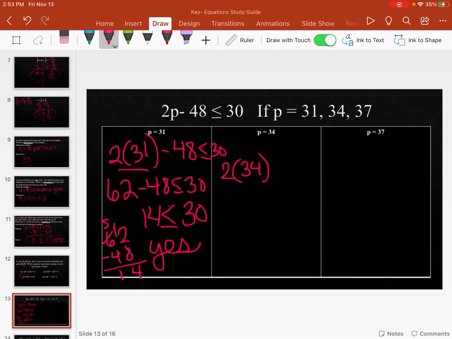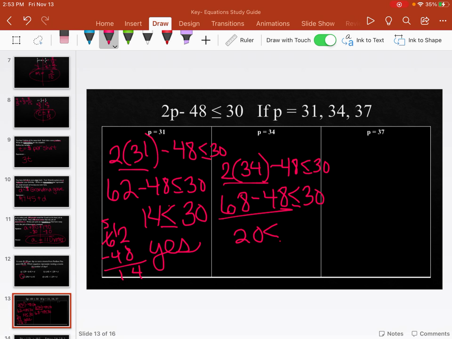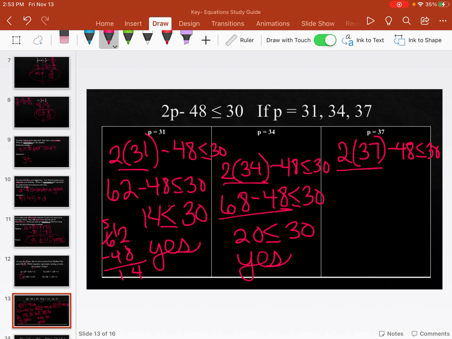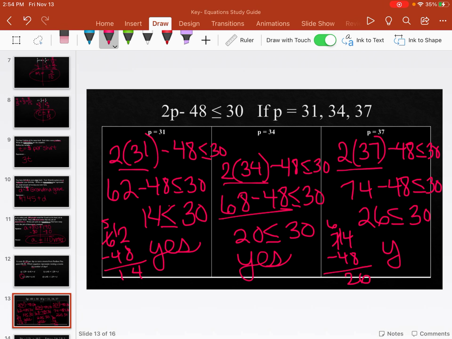2 times 34 minus 48 is less than or equal to 30. 2 times 34 is going to be 68 minus 48. It's going to be 20 is less than or equal to 30, and that is yes. 2 times 37 minus 48, less than or equal to 30. 2 times 37 is going to be 74 minus 48. It's going to be 26 is less than or equal to 30, and that also is going to be a yes. Remember, we've talked about how inequalities can have more than one answer.